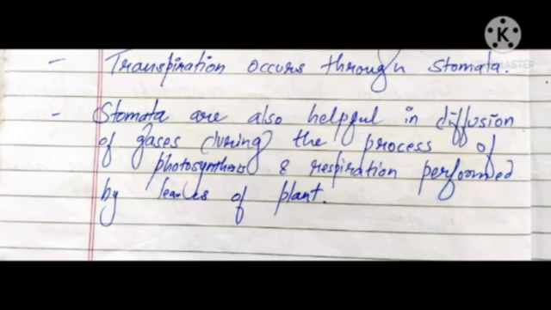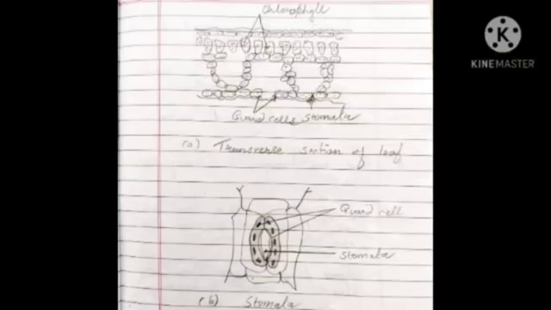Transpiration occurs through stomata. Stomata are also helpful in diffusion of gases during the process of photosynthesis and respiration performed by leaves of plant. So here are the two images. First one is transverse section of leaf and second one is stomata.